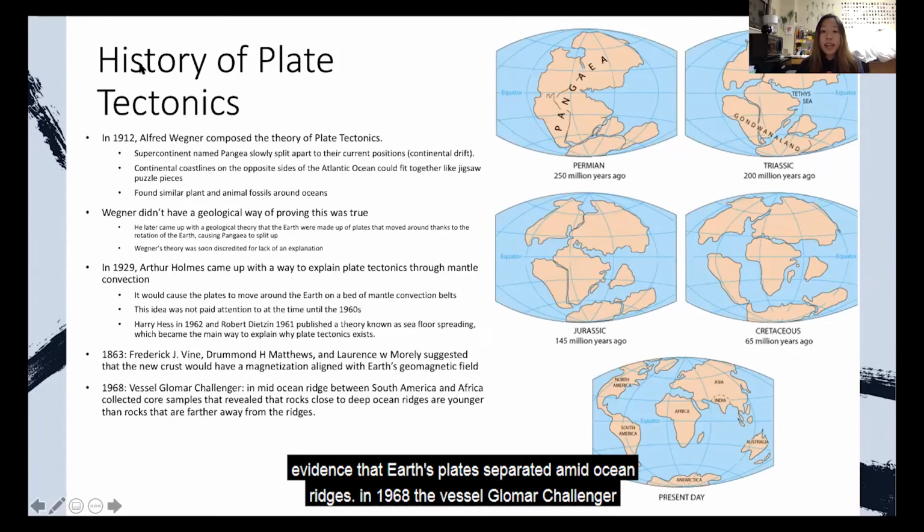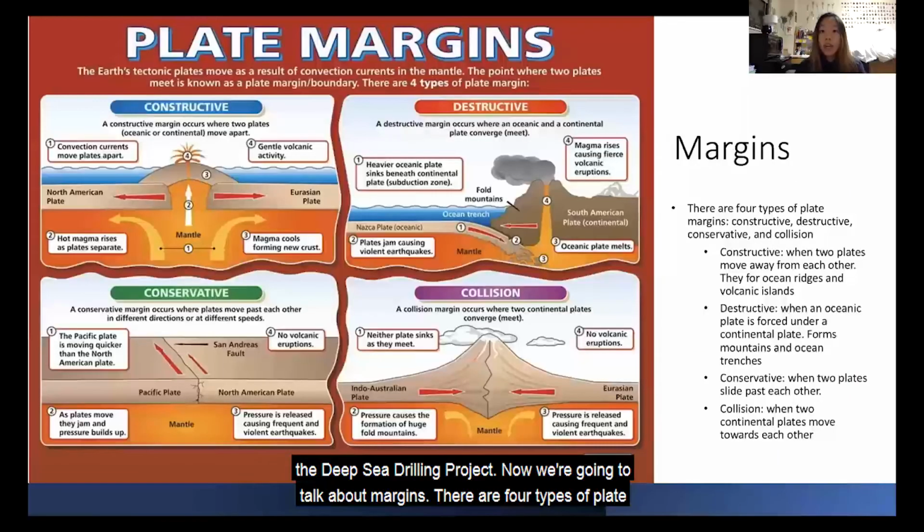In 1968, the vessel Glomar Challenger collected core samples from drilling holes in the overlying sediments and into the oceanic crust. This revealed that rocks closer to the deep ocean ridges are younger than rocks farther away from the ridges, as we talked about. This was later called the Deep Sea Drilling Project. Now we're going to talk about margins.